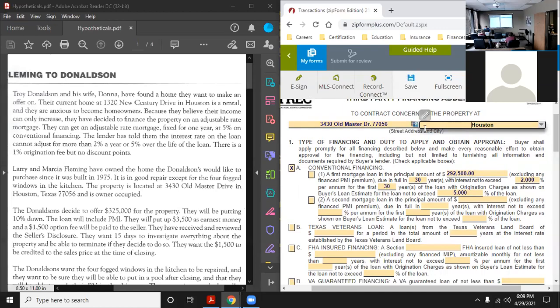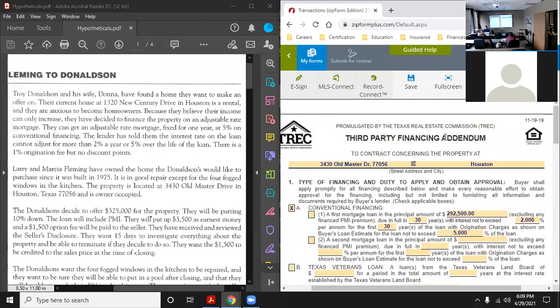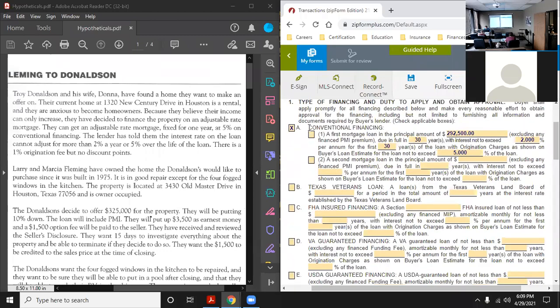So here, you put the address and the city name up here. This is the third-party financing addendum, and then you're going to have conventional financing. Again, we said the amount for 3B was $292,500, and then a 30-year mortgage. That's normal. So it's going to say 30 years with interest not to exceed 2%.